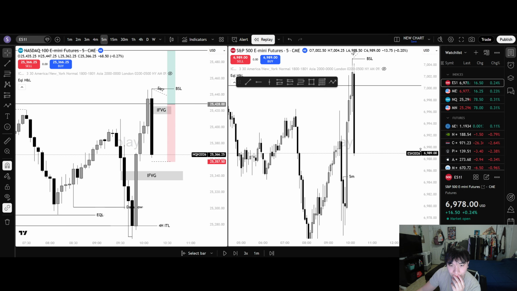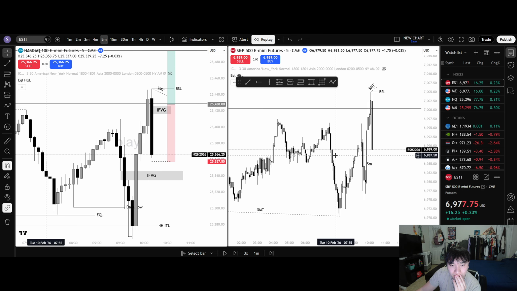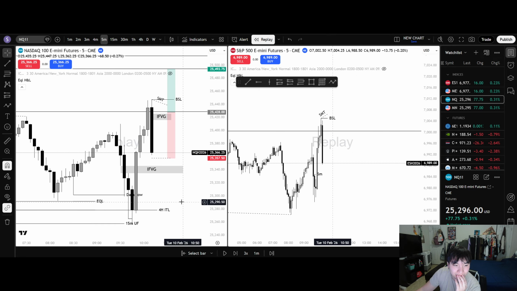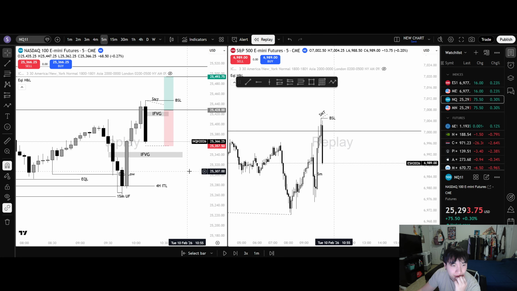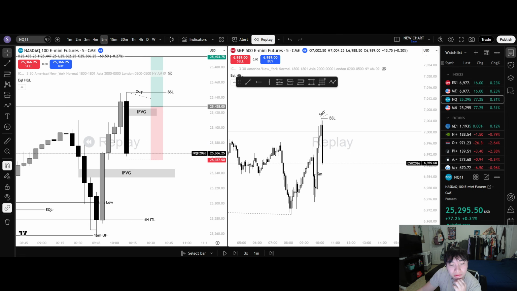Also, I believe right when we filled this gap, ES was fine. Honestly, we could have taken it, but I just didn't want to because of the RR. It was just really bad RR. But I most likely should have just entered on it. But it is what it is.